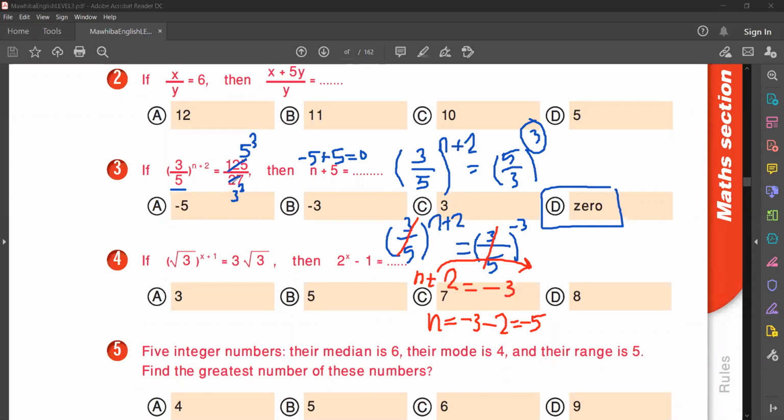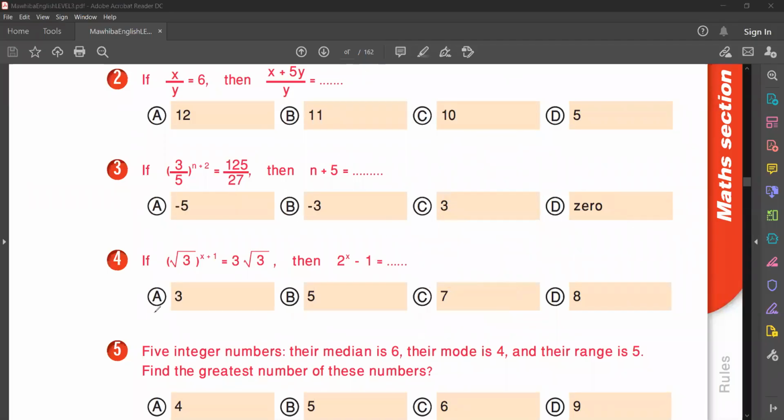Okay, that's good. Now, question number 4: square root of 3 to the power x plus 1 equals 3 square root of 3, then to the power x minus 1. Now, how do I solve these problems? Be attentive, please. How do I solve this problem?